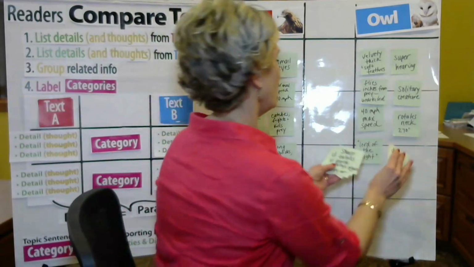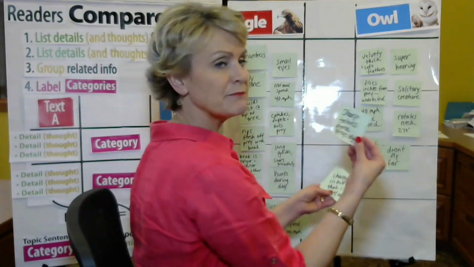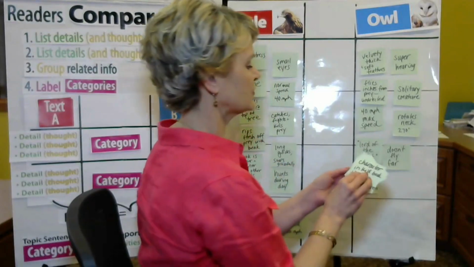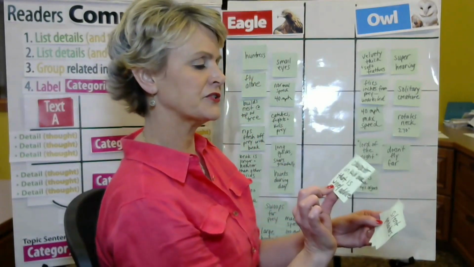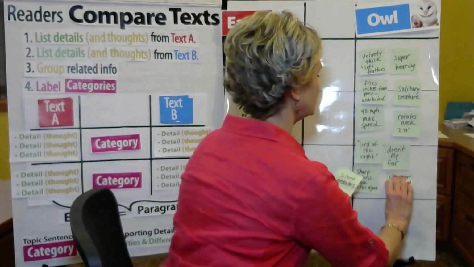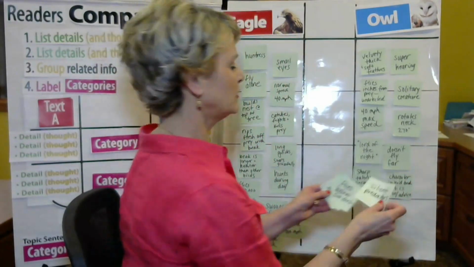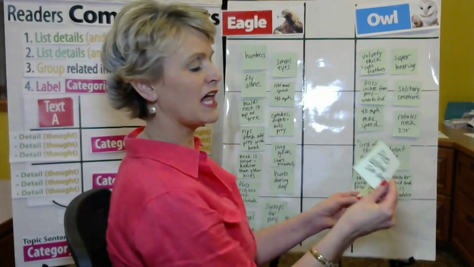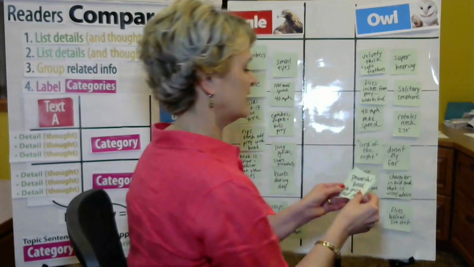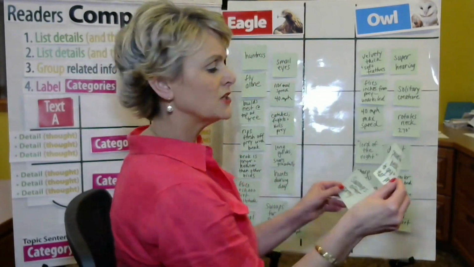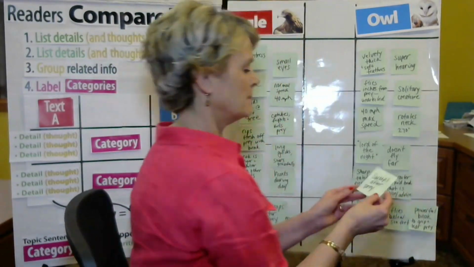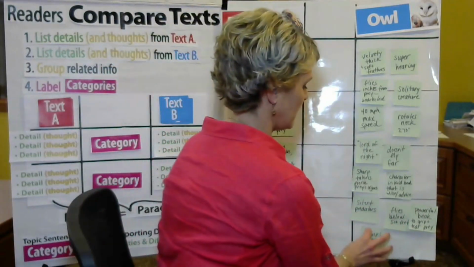Owls don't fly far. They have sharp talons that pierce their prey's organs. An owl is sometimes a character in a children's book that is wise, gives advice. Owls are silent predators. They fly below 500 feet. They have a powerful beak to grip and tear its prey, and they swoop after their prey.